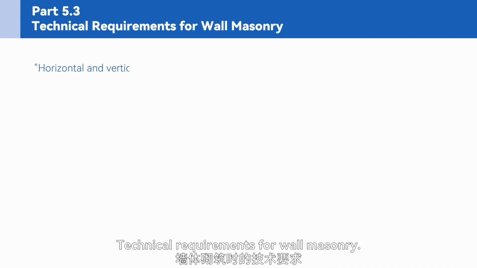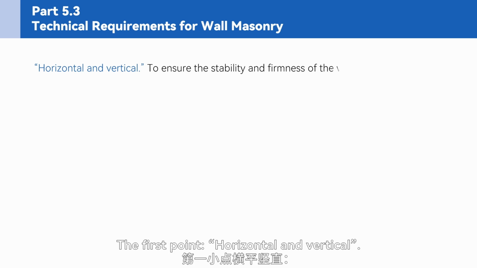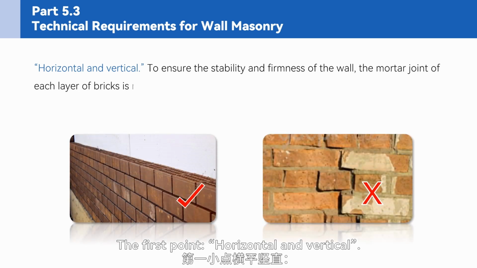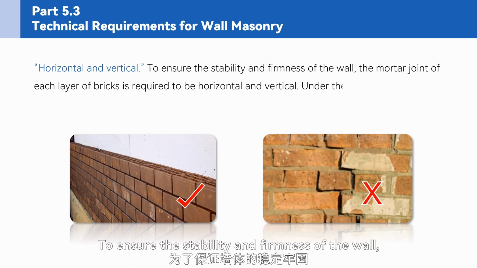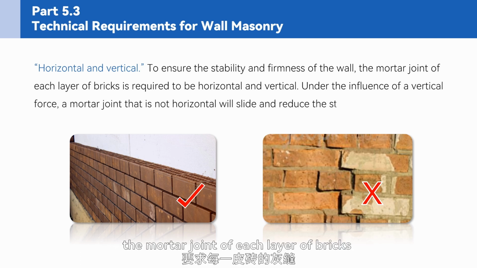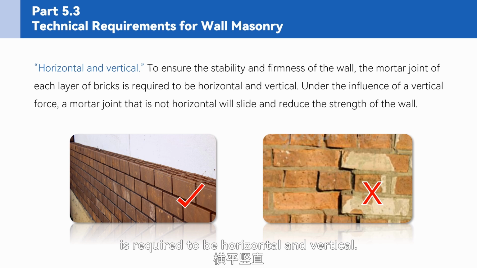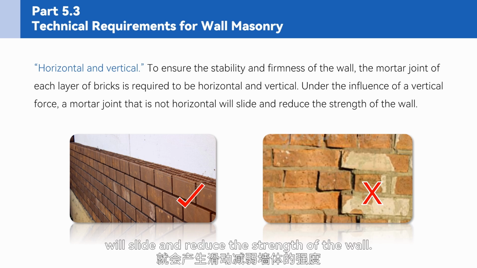Technical requirements for wall masonry. The first point, horizontal and vertical. To ensure the stability and firmness of the wall, the mortar joint of each layer of bricks is required to be horizontal and vertical. Under the influence of a vertical force, a mortar joint that is not horizontal will slide and reduce the strength of the wall.